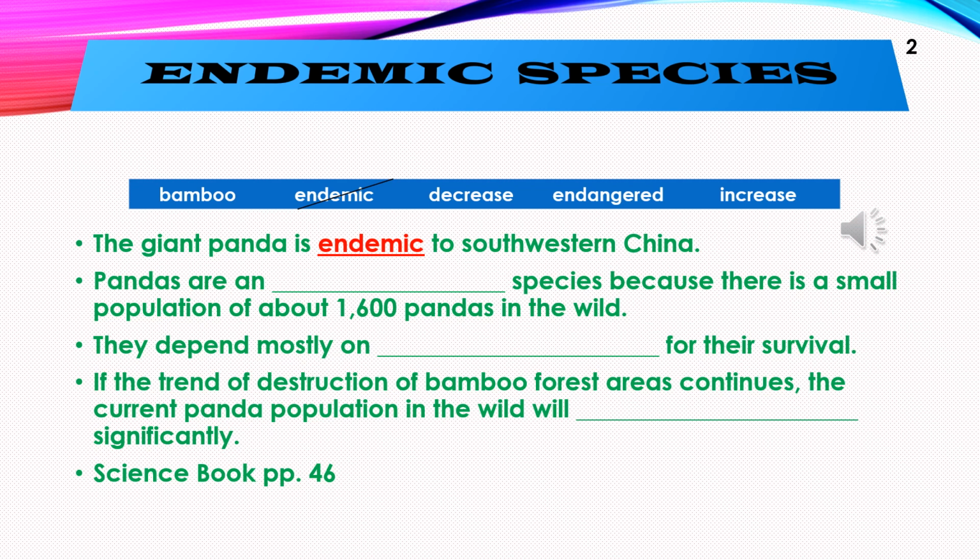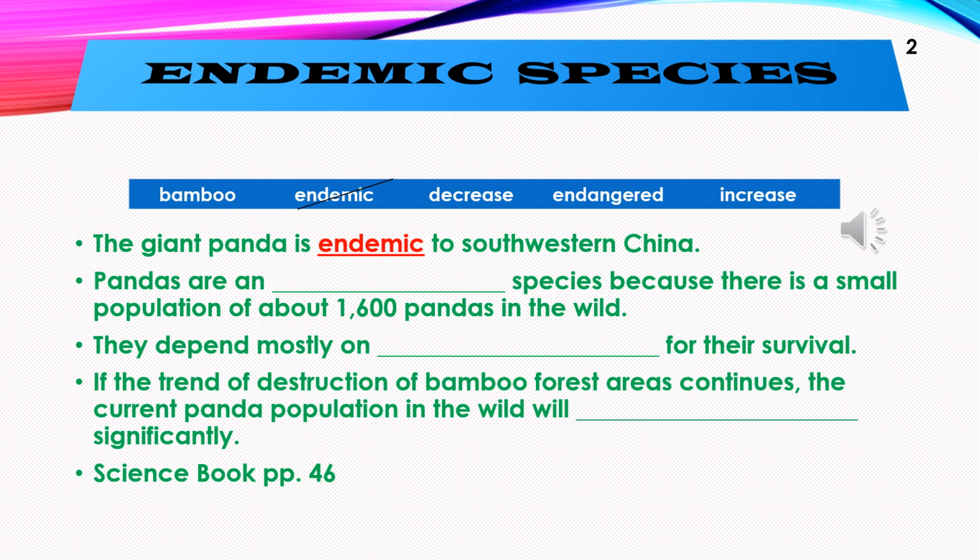The giant panda is endemic to southwestern China. And pandas are an endangered species because there is a small population of about 1,600 pandas in the wild. Do you remember what an endangered species is? An endangered species is when there is a small amount of these animals, and they can easily disappear from the planet. So that is going to happen to the panda because it's an endangered species.